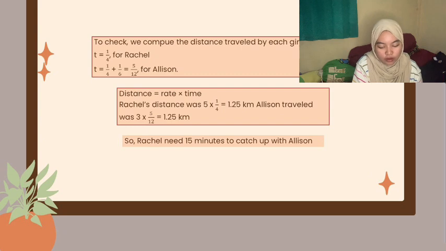T equals 1 over 4 plus 1 over 6 equals 5 over 12 for addition. Distance equals rate times time. Rachel's distance was 5 times 1 over 4 equals 1.25 kilometers. Alicia's travel was 3 times 5 over 12 equals 1.25 kilometers. So Rachel needs 15 minutes to catch up with Alicia.